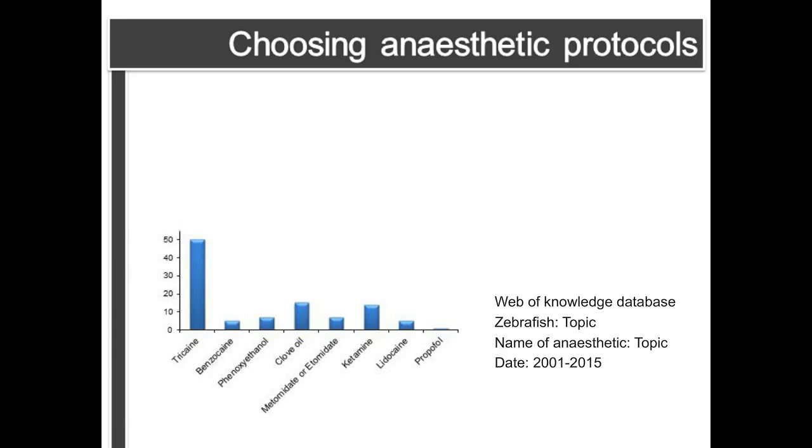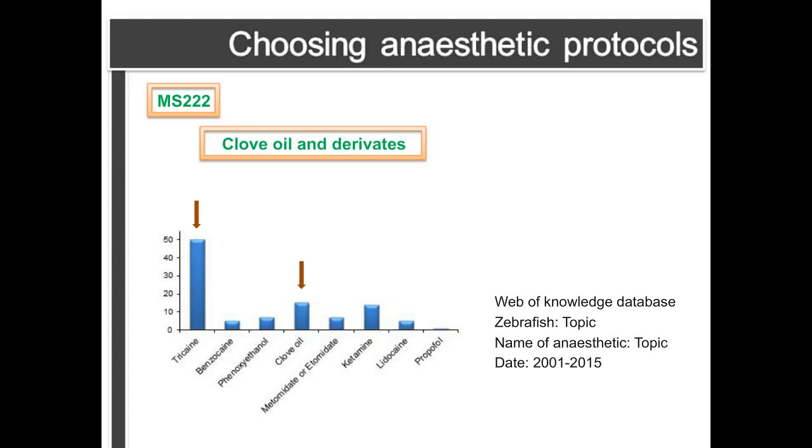I wanted to show you what is happening in research in the use of these protocols. So a quick search in the Web of Knowledge database. I put zebrafish as a topic and the name of each anesthetic as a topic. And what I saw is, as expected, the tricaine or anaesthetic is the most used one in zebrafish, then the chlorine and its derivatives, the metomidate and etomidate.